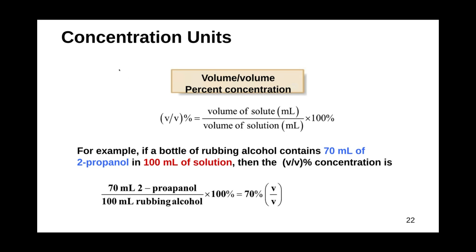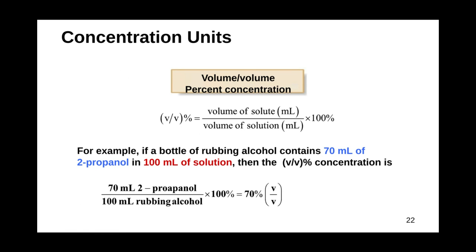All right, so we can also look at volume to volume percent concentration. So if we're not physically dissolving a solid in a liquid, if we're trying to dissolve a liquid in a liquid, it's the same thing. Volume to volume gives us volume of a solute divided by the volume of a solution times 100%. So for example, if we have a bottle of rubbing alcohol containing 70 milliliters of propanol, which is just the alcohol, anything that ends in OL is an alcohol, just as a note, in 100 milliliters of a solution, then the volume percentage is going to be 70 milliliters of propanol divided by 100 milliliters of rubbing alcohol, giving us 0.7 times 100, giving us 70%.